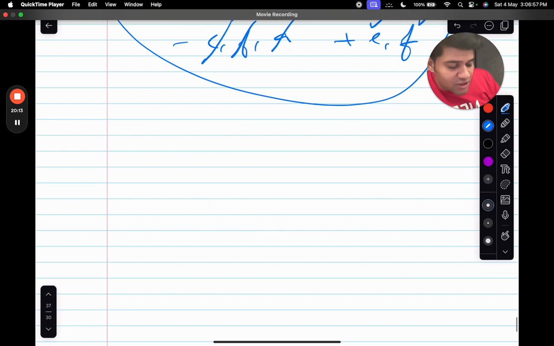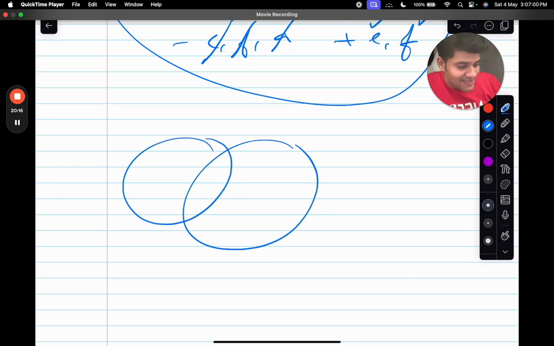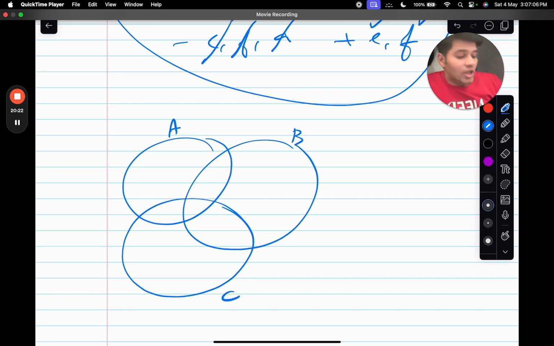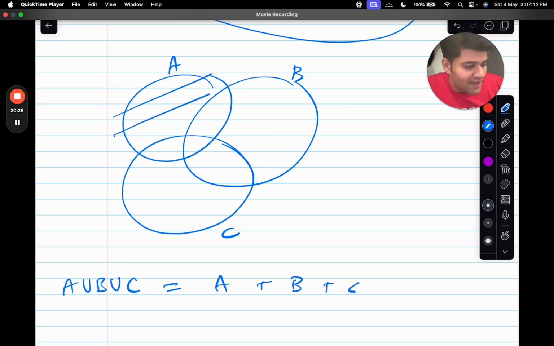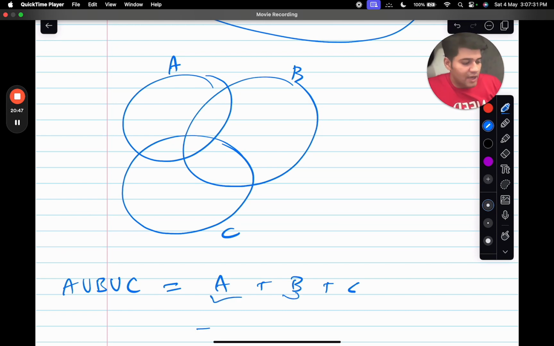So this is called the inclusion exclusion principle, which means if you have sets A, B, and C, and you want all the people, you want to know the union, with no duplicates, you will have to add A, then add the entire B, then add the entire C. But this would give rise to duplicates, so you will have to subtract A intersection B, because that is a part of both A and B. You would have to subtract A intersection C, because that is a part of both A and C. You would have to subtract B intersection C also, because that is a part of both B and C.